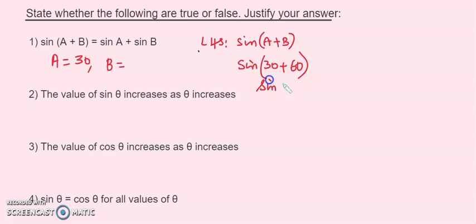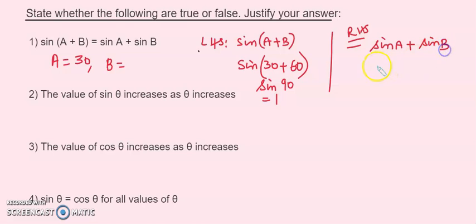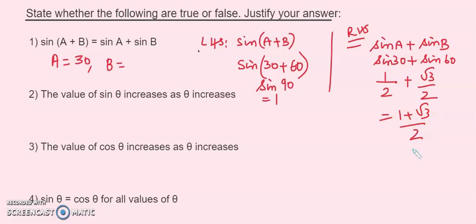Okay. So that will give me sine of 90, and that is equal to 1, right? Let's do the RHS. So RHS is sine A plus sine B, correct? Which is sine 30 plus sine 60. This is 1 over 2 plus root 3 over 2, which is 1 plus root 3 divided by 2. In what way are they equal? They are not, right? So it's not possible. It's a false statement.